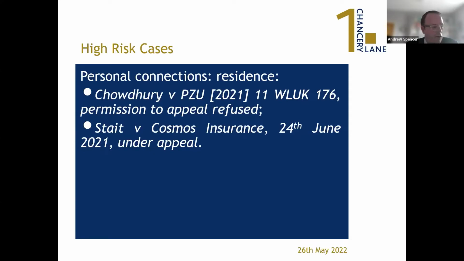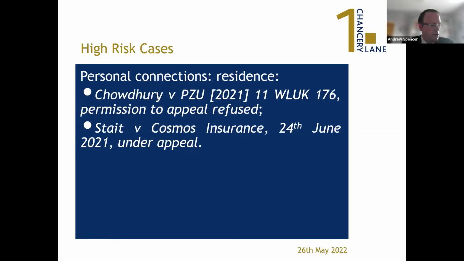and after October 2016, he was posted to Cyprus. Cyprus is coming up quite a lot in this webinar for some reason. Now, the claimant's evidence was that he intended to return, that he was in Cyprus because he was posted there by the RAF rather than because this was his habitual residence. In October 2017, he was injured in a traffic accident in Cyprus, and he brought proceedings here. And the defendant applied for a declaration that the English court did not have jurisdiction.